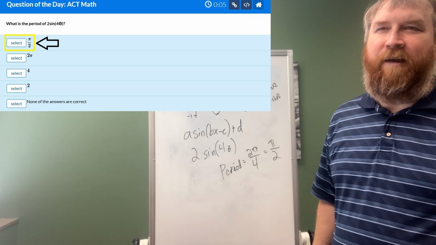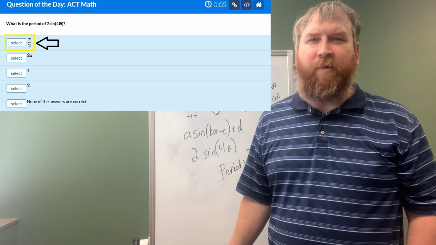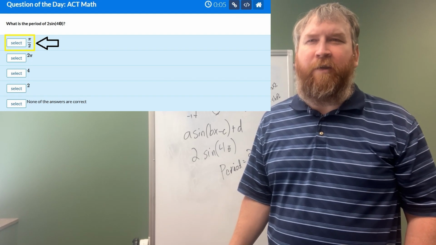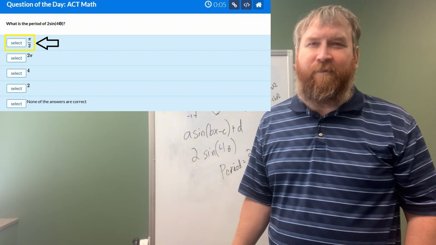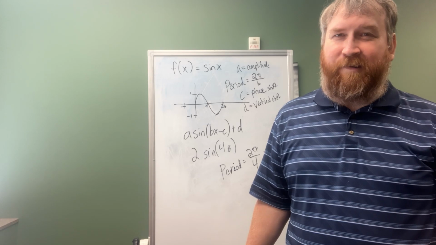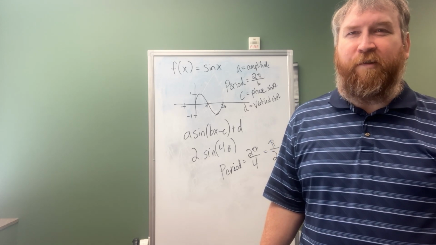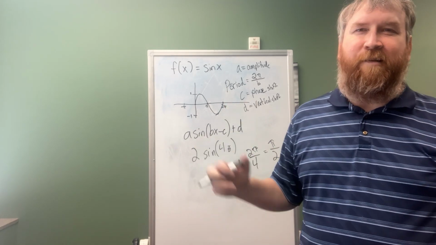The answer is pi halves. So yeah, just familiarize yourself with transformations of not only quadratic functions, but also trigonometric functions. It'll definitely come up in the ACT math. I can pretty much guarantee that. So go over some of those problems and familiarize yourself with the transformations.